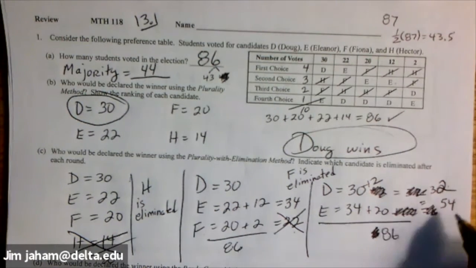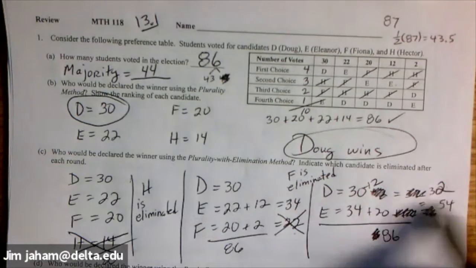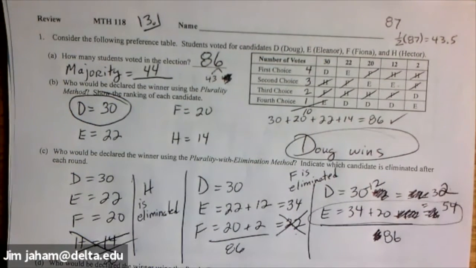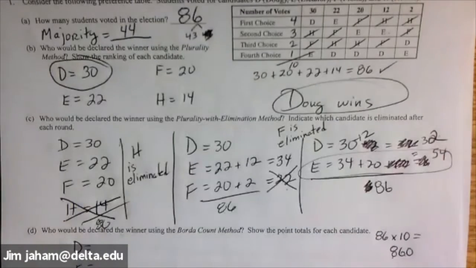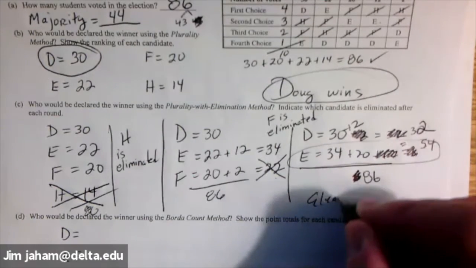And now 54 is indeed a majority because it's larger than 44. So we're always going to stop when there's two candidates because they're going to split the votes together. So in this case, Eleanor wins.